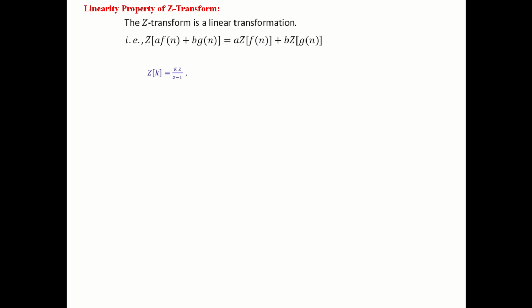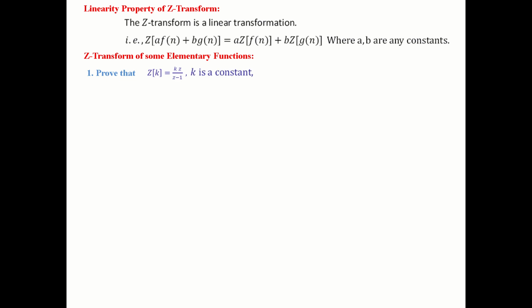First, we prove that z of k, where k is a constant, is equal to k z by z minus 1. We'll see the proof. Another condition is modulus z is greater than 1. Given that we are taking k as a function, take f of n equal to k. We know the formula z of f of n is equal to summation n equal to 0 to infinity of f of n z power minus n. So z of k, replacing f of n by k, is k into z power minus n. k is a common term, so take it outside the summation.